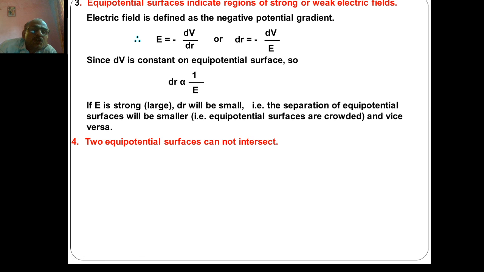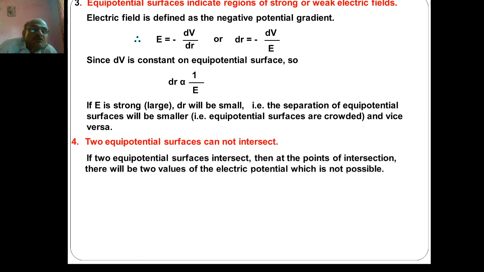Next property, two equipotential surfaces cannot intersect. If they intersect, then at the point of intersection there would be two values of electric potential, and at any point there is only one potential. We also have such a property in electric field, that two field lines cannot intersect each other.